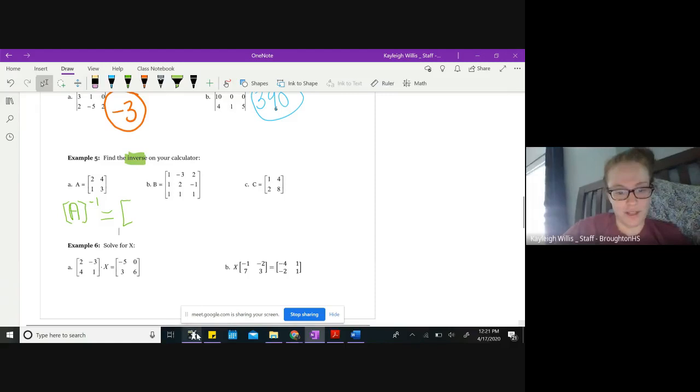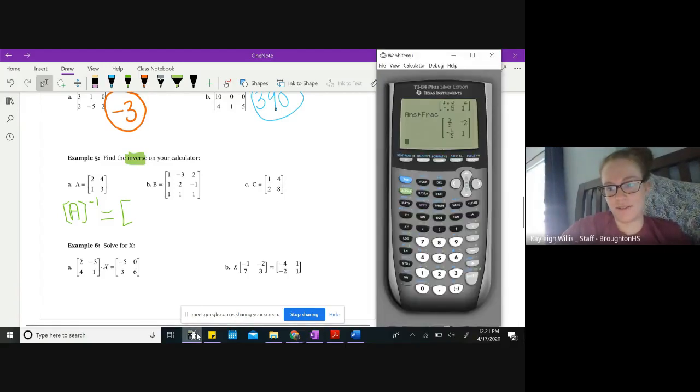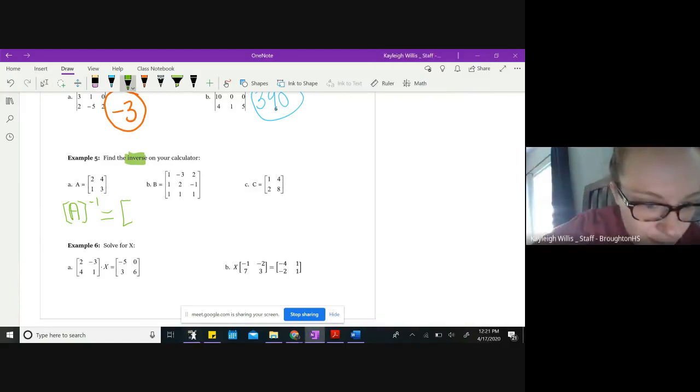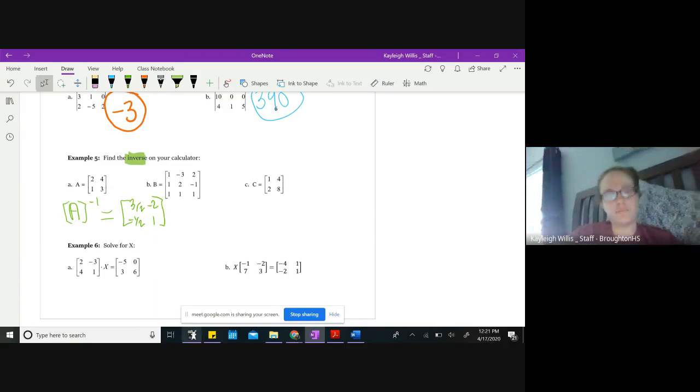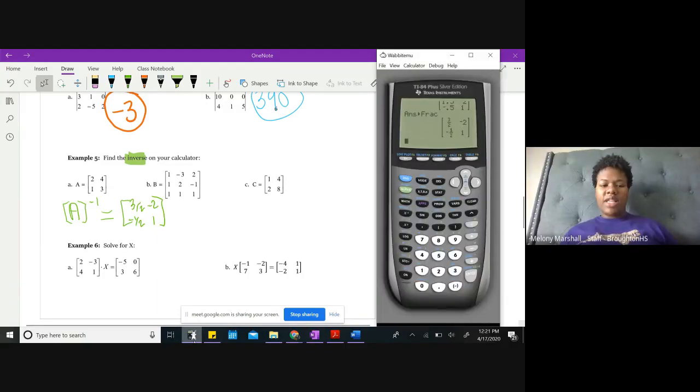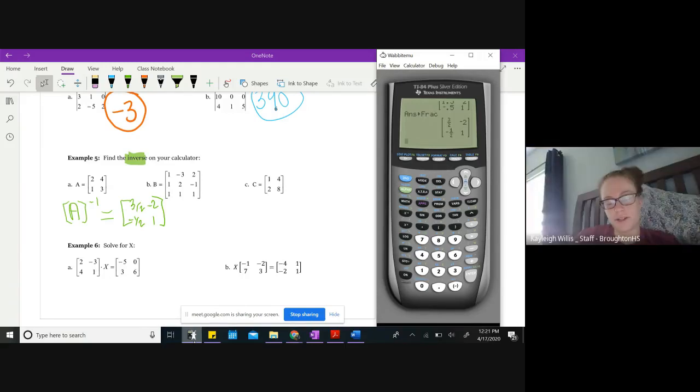I don't know what the answer is. 3 halves, -2, -1/2, 1. So 3/2, -2, -1/2, 1. Which way do you want me to write the answer? Like, you want me to give you the fraction and the decimal matrix? No, whatever your heart desires.